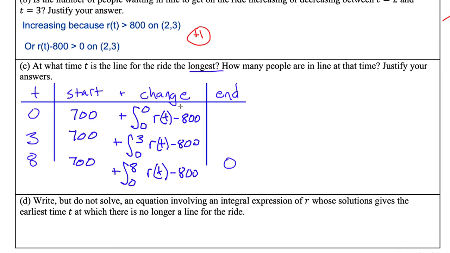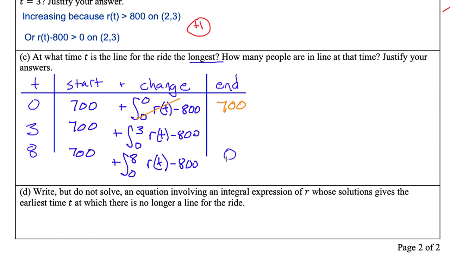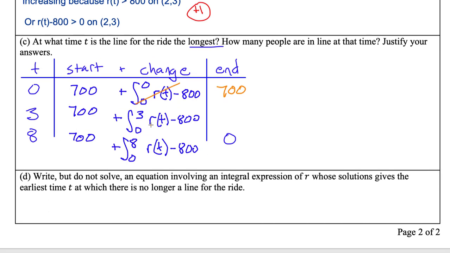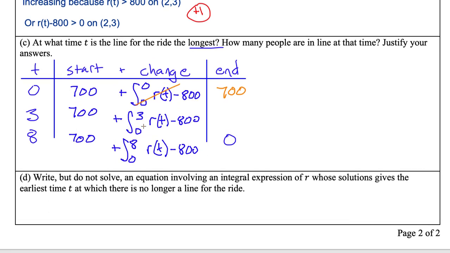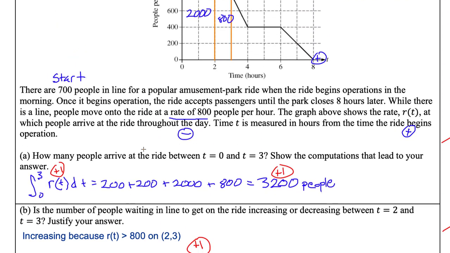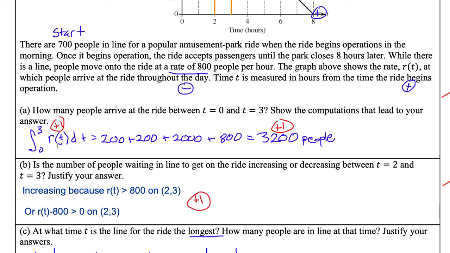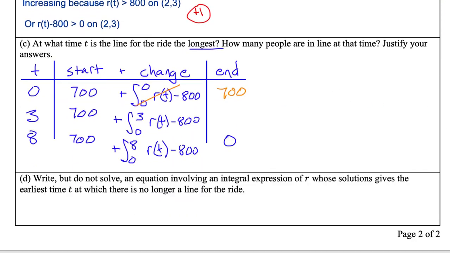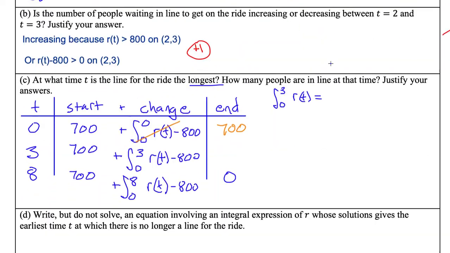And I have to calculate what these are. So this one is kind of straightforward. It's just 700. This one should be 0. We'll calculate it later. Let's calculate what this one is. It's probably going to be the answer. The integral between 0 and 3. Oh, look, we did that. The integral between 0 and 3 for the positive r of t is 3,200. So if I come over here and do my scratch work, the integral from 0 to 3 of r of t is equal to, I just forgot that number, 3,200.